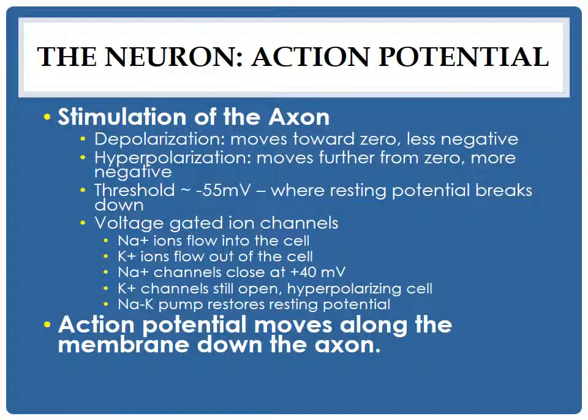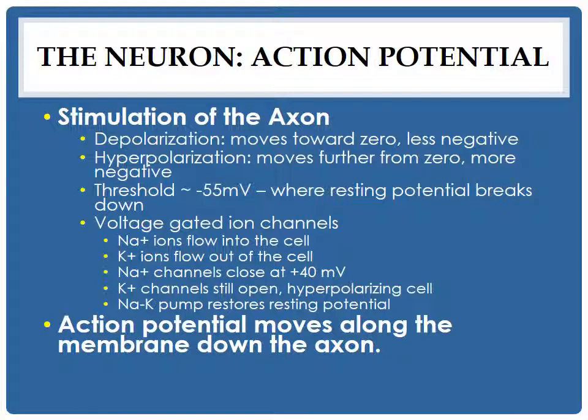And now, as potassium continues to leave the cell, it causes the membrane potential to start going back towards the negative side. And it actually hyperpolarizes the cell. It returns the charge to be beyond negative 70 millivolts. At that point, the sodium-potassium pump can restore the resting potential again, pumping sodium ions back out and potassium ions back in.